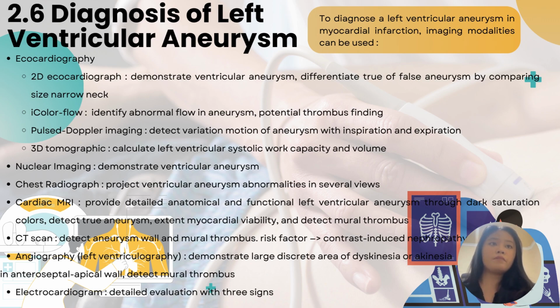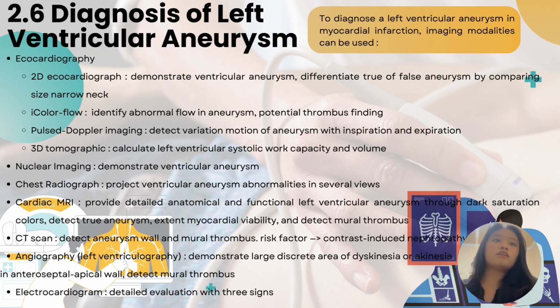I will explain about how to diagnose a left ventricular aneurysm in myocardial infarction. There are several imaging modalities that can be used. The first one is 2-dimensional echocardiography, a non-invasive method that demonstrates a ventricular aneurysm and differentiates a true aneurysm by depicting a narrow neck compared to the size of the cavity. And then color flow echocardiography can identify abnormal flow within the aneurysm and detect thrombus.